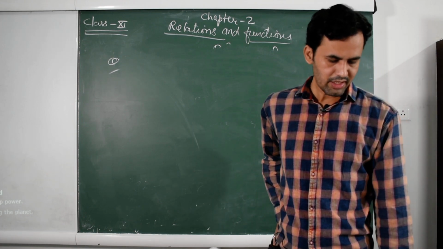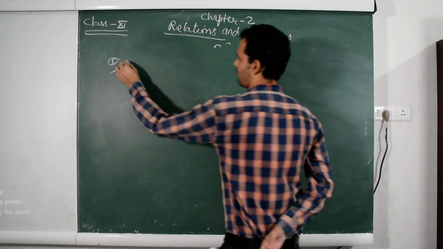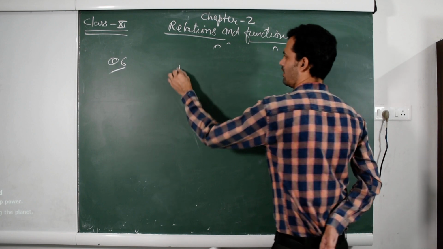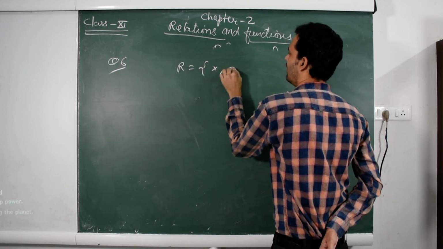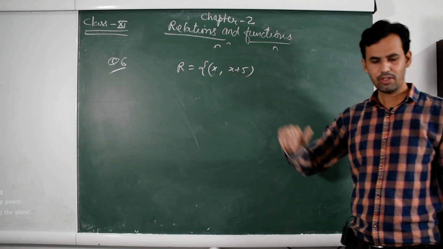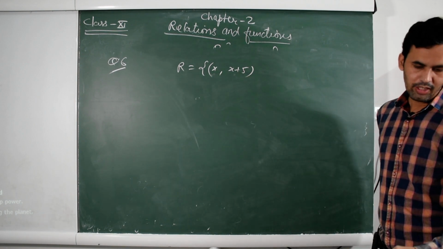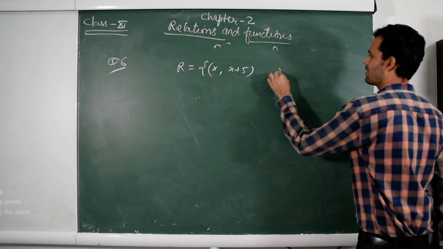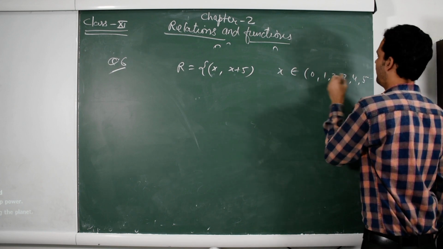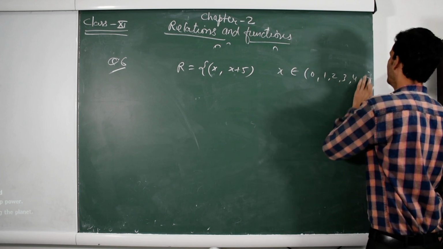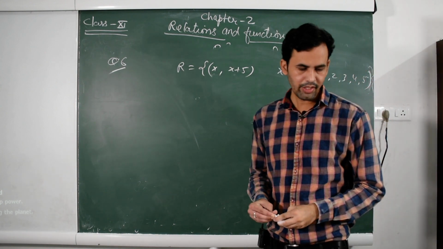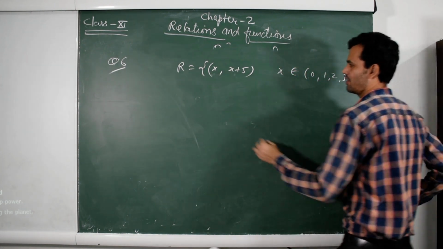Question number 6. Determine the domain and range of relation R defined as x plus 5. Here these are the ordered pairs. This is x and this is x plus 5. And elements are given as x belongs to 0, 1, 2, 3, 4 and 5. Okay. This is the relation.